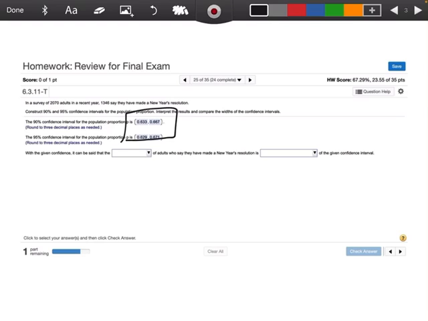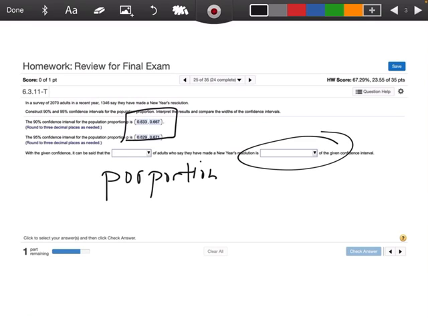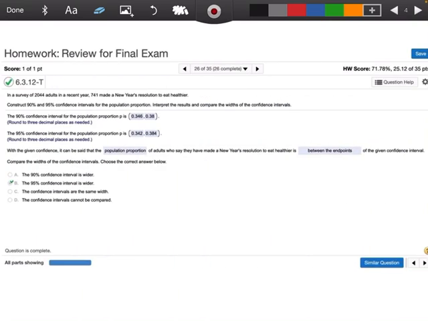We would be looking at the proportion of adults who said they have made a New Year's resolution is, and I should have looked that up real quick, guys. It's probably going to say something like within the confidence interval. No, let me see. Sorry, guys, I should have looked that part up. You know what? Let me look at this one. Maybe this is similar. Here we go. Perfect. Okay, so if you look at 26, population proportion, right, is between the endpoints of the confidence interval.